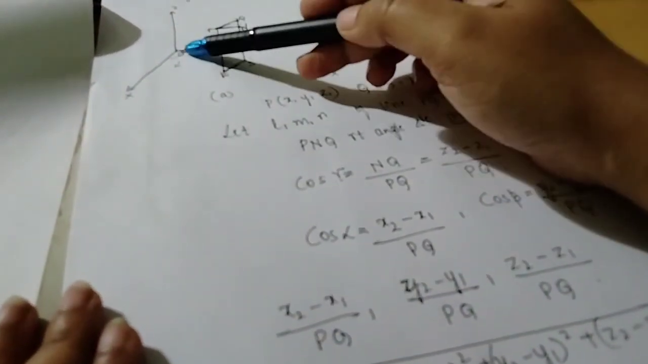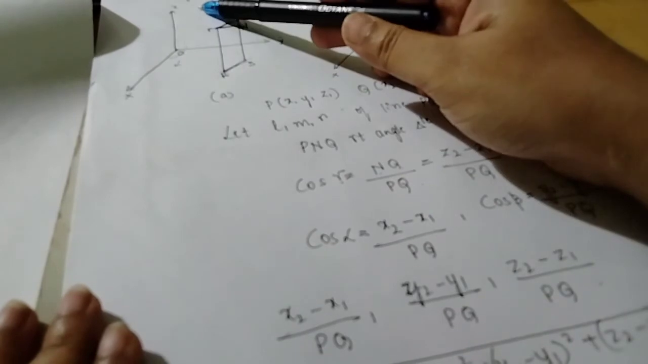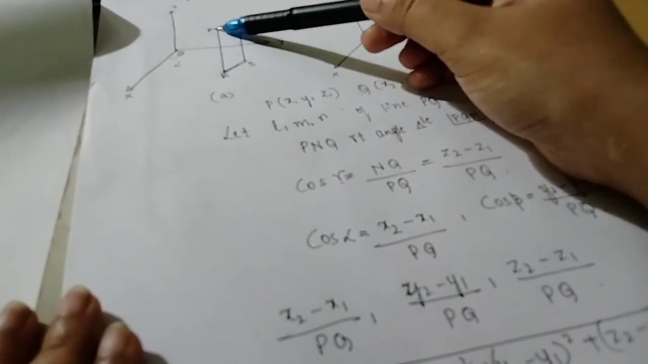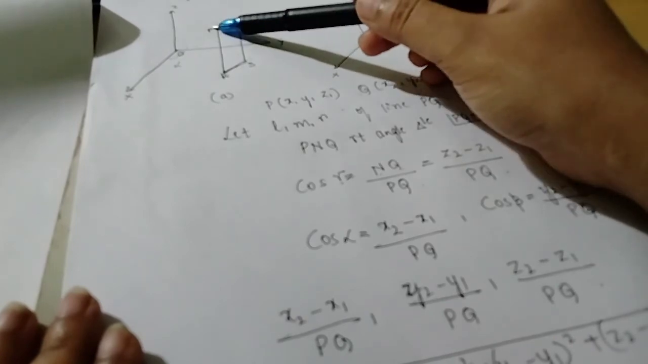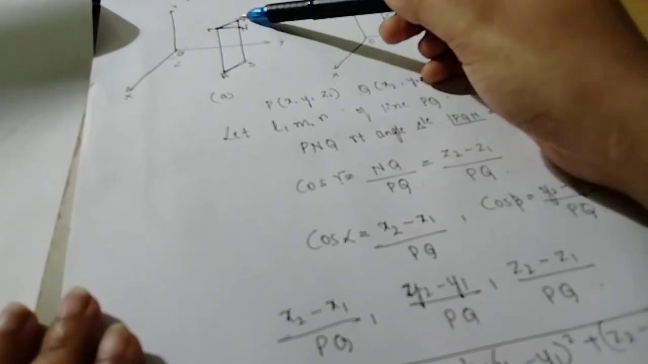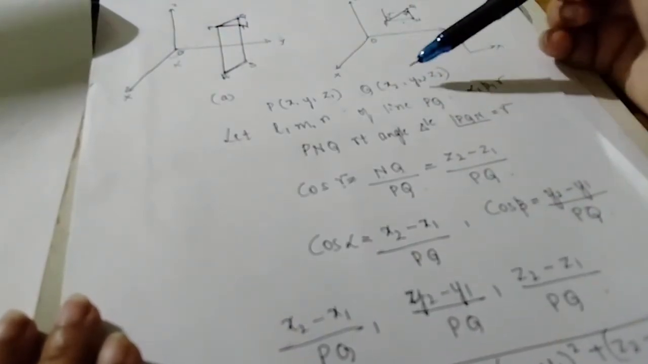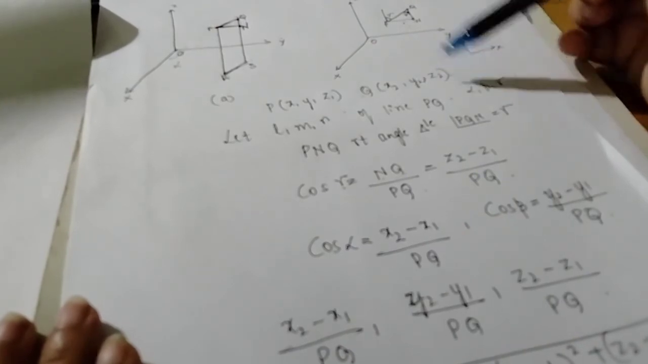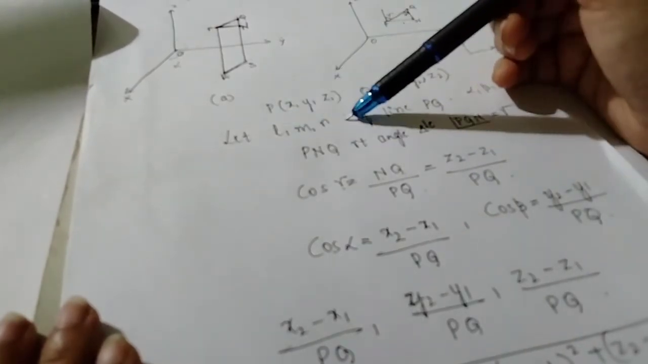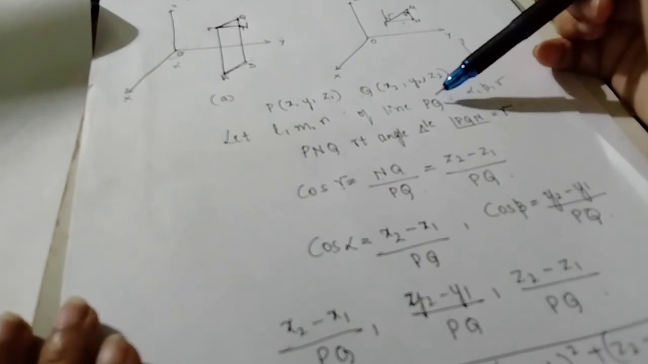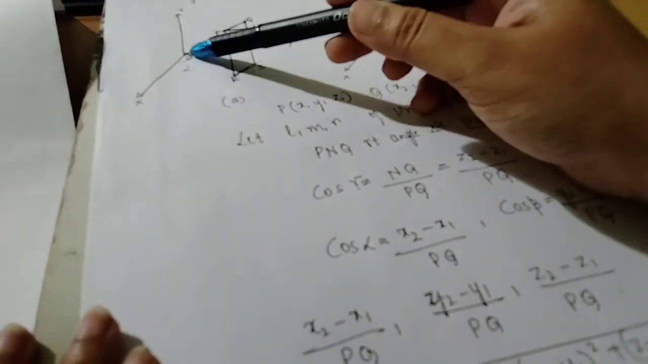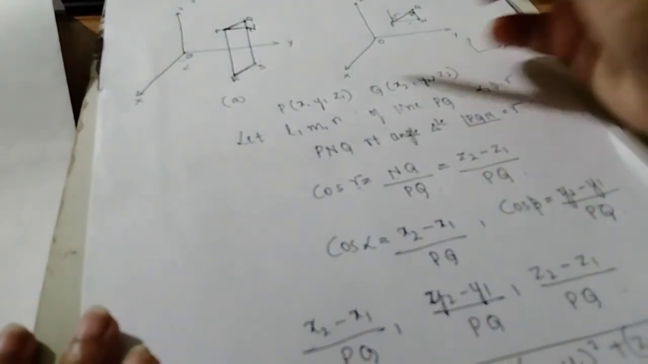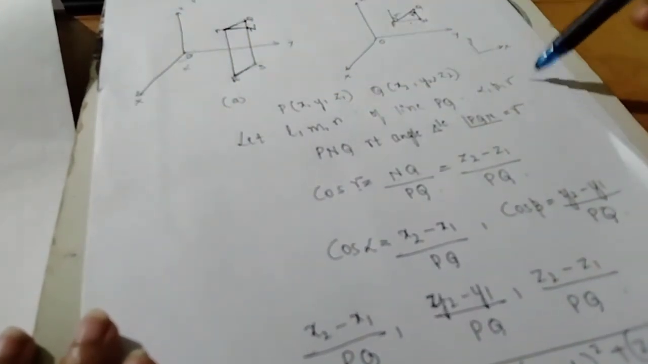Here you have to take the x, y and z axes. Of the two given points, P is one point and Q is the other. For point P I have taken x1, y1, z1, and for point Q I have taken x2, y2 and z2. L, M and N are the direction cosines of the line PQ, and alpha, beta, gamma are the respective angles: with respect to x it is alpha, with respect to y it is beta, and with respect to z it is gamma.